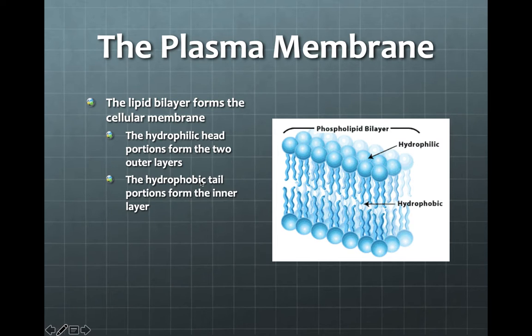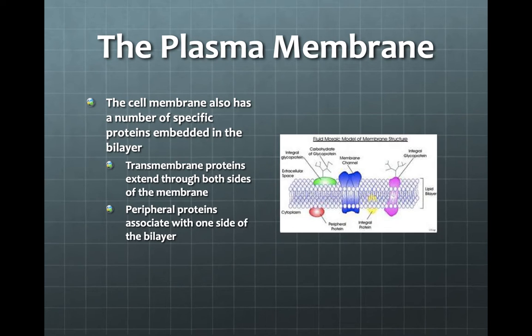So the lipid bilayer forms the cell membrane. The hydrophilic heads, as we talked about, are on the outer layers, while the hydrophobic tails form the inner layer, or away from the water.